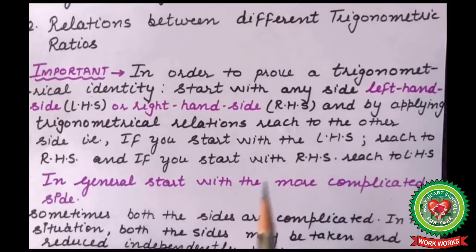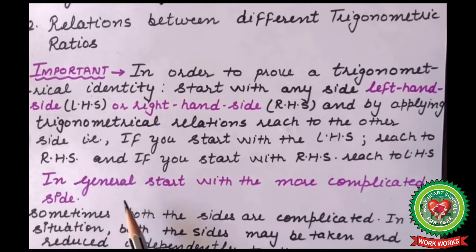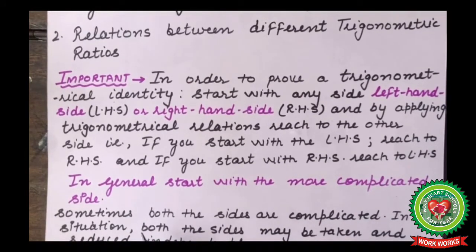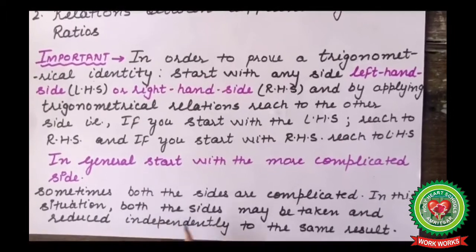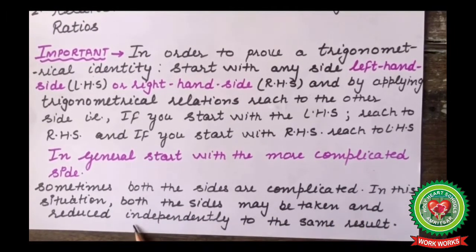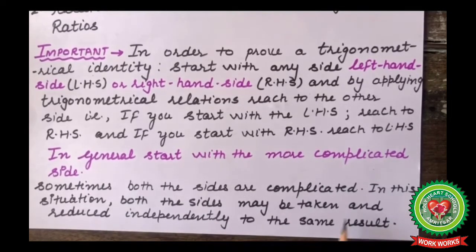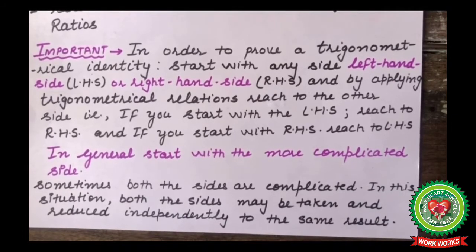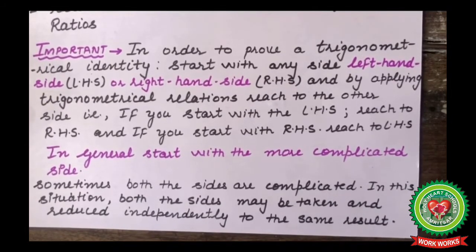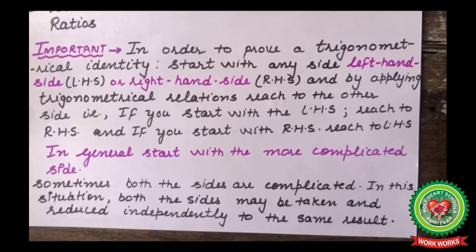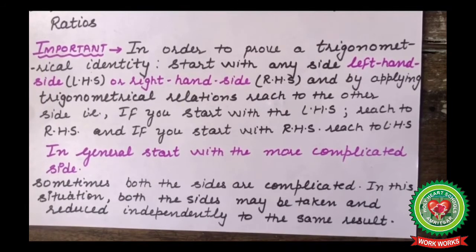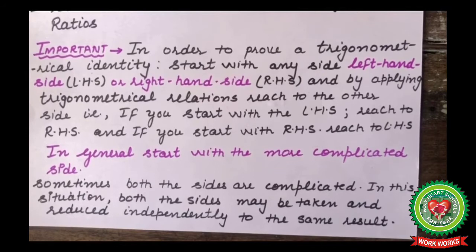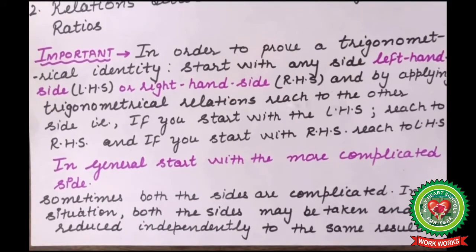In general, always remember this thing, that in general, start with the more complicated side. Students, always remember that we are always going to start with the more complicated side. Now, sometimes both the sides are complicated. In this situation, both the sides may be taken and reduced independently to the same result. Sometimes in the question it may be that both the sides are complicated. So in this situation, we are going to solve both the sides independently and reach some same result.